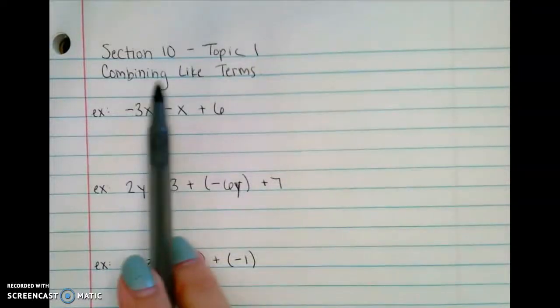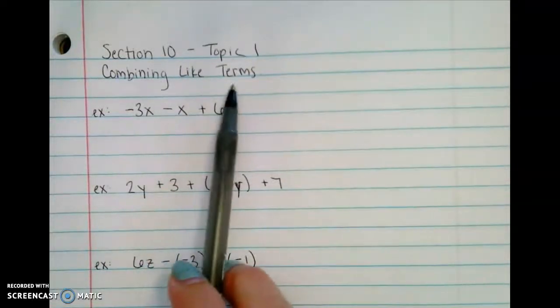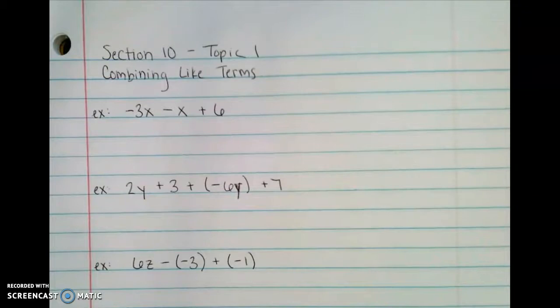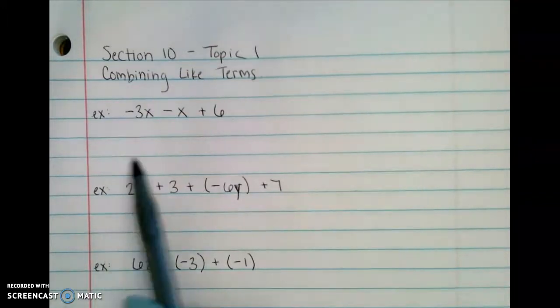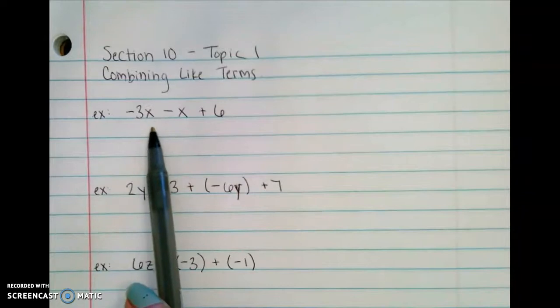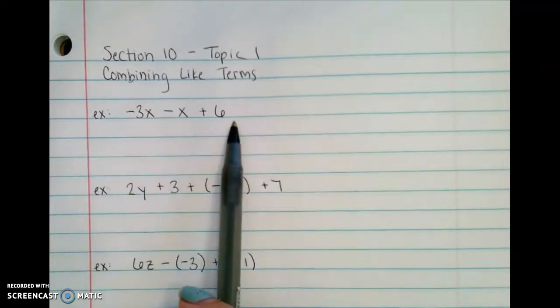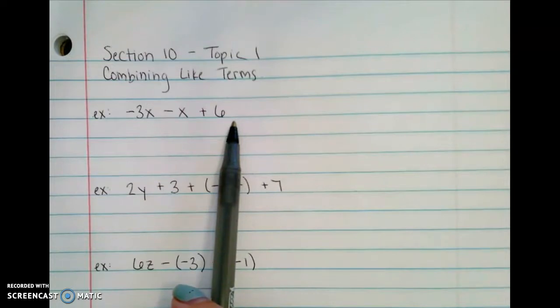In section 10, topic 1, we're looking at combining like terms. So section 10 is going to be a review pretty much from the entire year of algebra. We're going to start out with something that we learned in section 1 way back in August. We're looking at combining the like terms in all of these problems. So these do get a little bit tricky, especially when you're looking at positives and negatives.